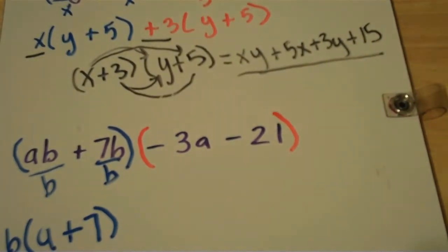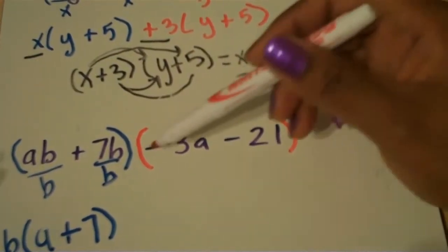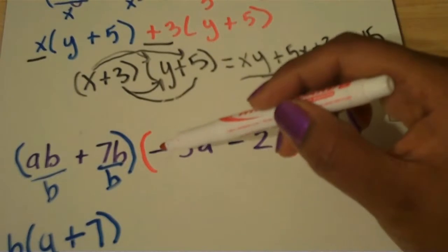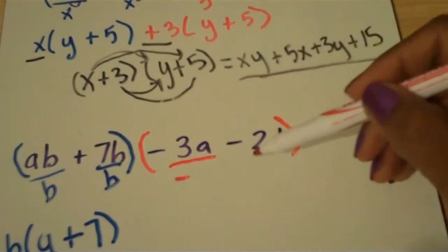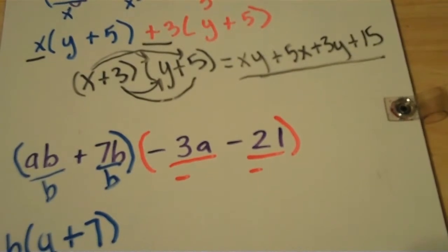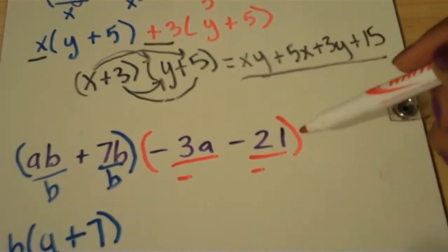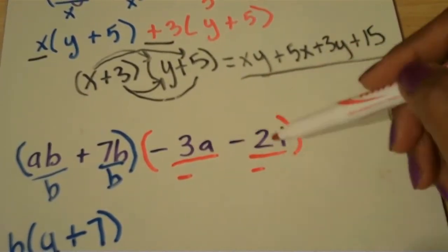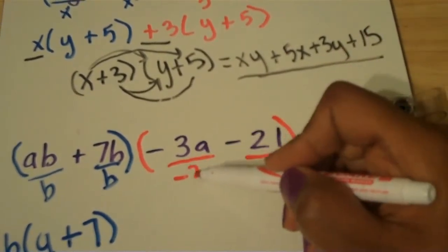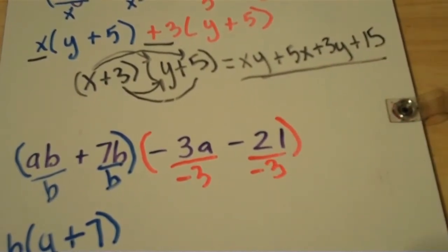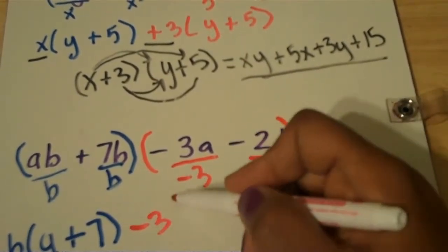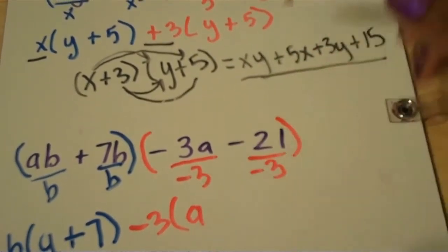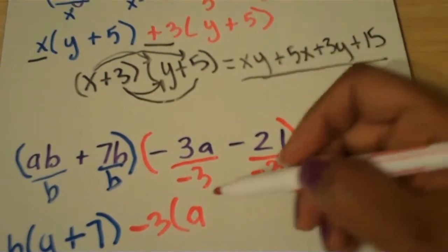Here, with the second pair, we have to be very careful. We have negative signs, so we have to pay close attention to those. Since the first term has a negative sign, we're actually going to take out a negative common factor. So here we have 3a and 21. Since 21 doesn't have a variable, the only thing they have in common are numbers. So here, 3 and 21, they're both divisible by 3. That's the greatest common factor. So here we're going to be dividing by negative 3. So negative 3a divided by negative 3 gives us a positive a. And negative 21 divided by negative 3 gives us a positive 7.